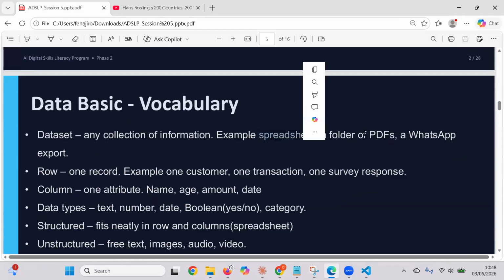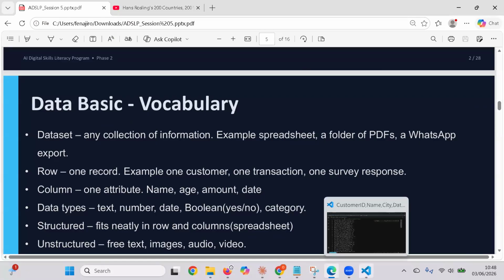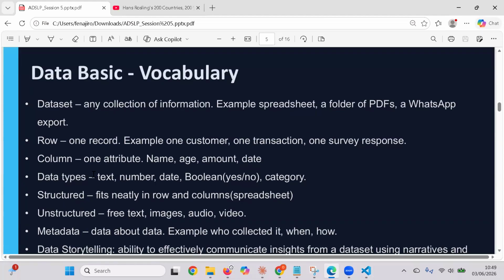For example, it can be a spreadsheet, it can be a PDF, a folder of PDFs. Let it just be data that is open, that AI can exploit and bring what I call insight from. Meaning it has rows and columns, and the data set has a data type also. It must not be only Excel or CSV. Do you get? Yes, I get this. It can be from a PDF or Word file.